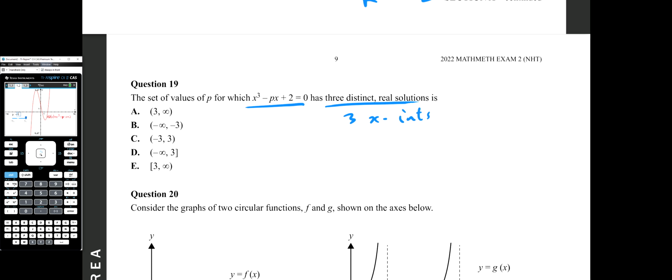If you want to double check that, you can then change that 5, double click it, change to something like 10, and again you will see 3 x-intercepts. So it appears that when p is strictly greater than 3, we will get 3 distinct real solutions. That is, p is an element of (3, infinity).